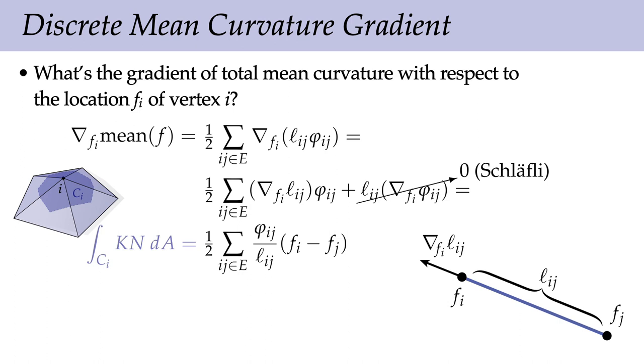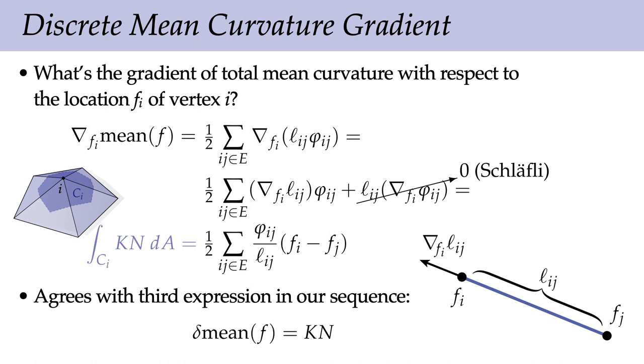Again, this is not obvious a priori. Here on this slide, we started out by talking about mean curvature. We took a derivative, and we got something that we had previously seen was related to Gaussian curvature. Okay? So we get a discrete version of the third expression in our sequence, which is that the derivative of mean curvature is equal to the Gauss curvature or the Gauss curvature normal.